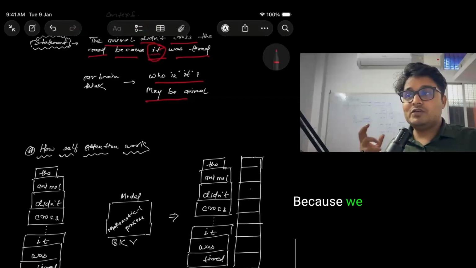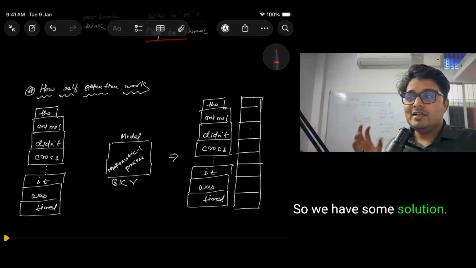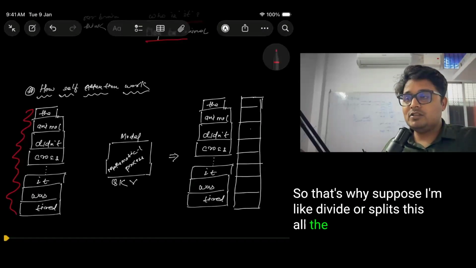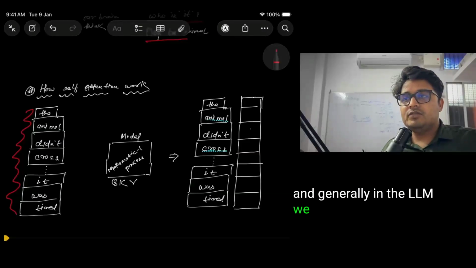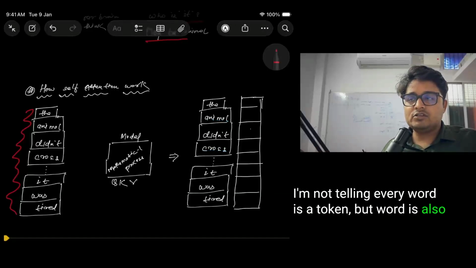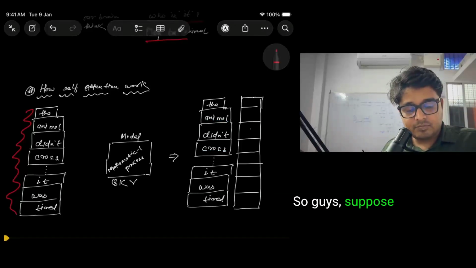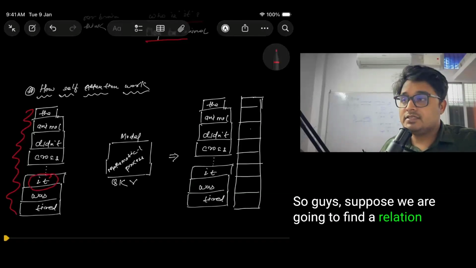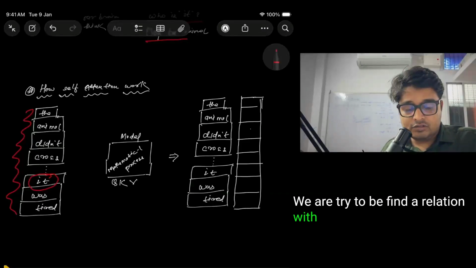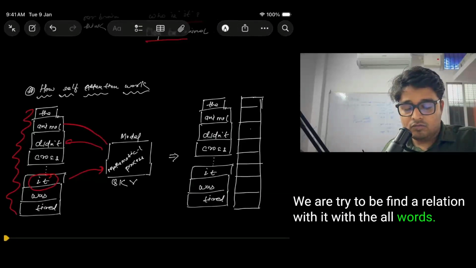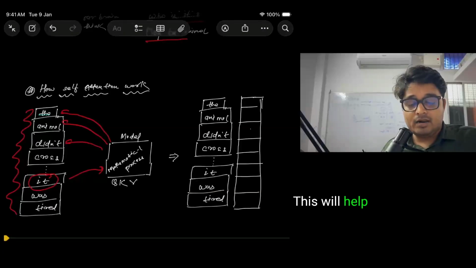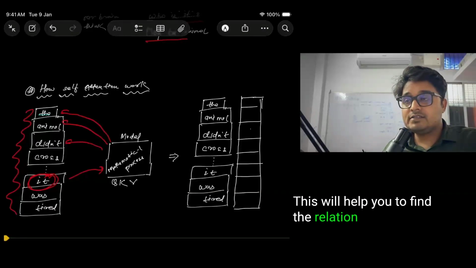But we are going to create an architecture, so we need some solution. Suppose I divide or split all the words one by one. In an LLM we use the term token for words. I'm not saying every word is a token, but a word can also be represented as a token. So suppose we are going to find a relation for "it". We try to find a relation of "it" with all the words. Basically, this is a mathematical process and a mathematical expression that helps you find the relation with this word.